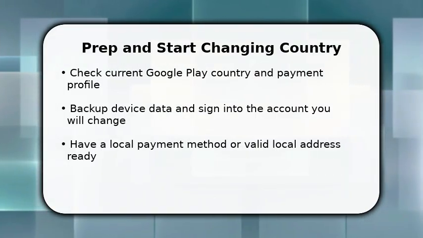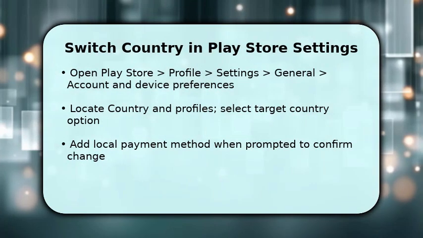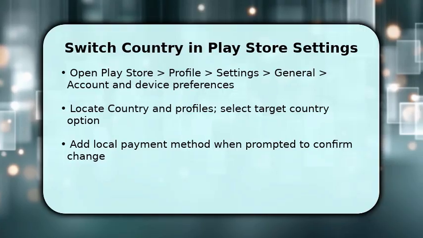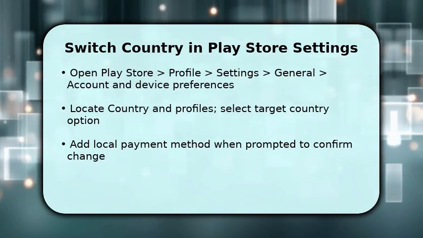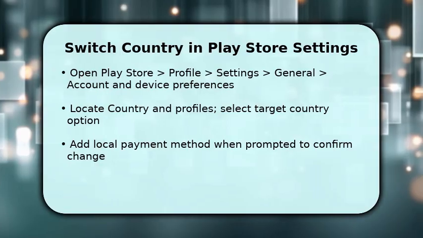Now, proceed to the account settings in Playstore to start the country change process. You navigate to Playstore, tap your profile, then Settings, General Account, and Device Preferences. Here, locate Country and Profiles. Playstore shows an option for the target country if Google detects a local IP or payment profile.